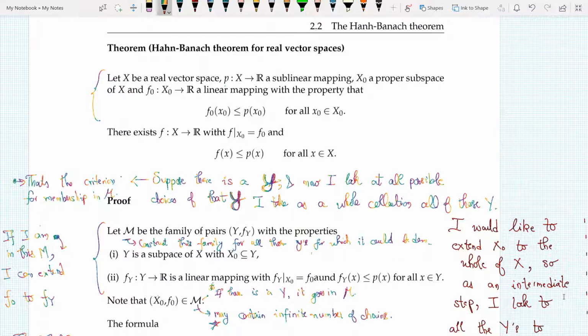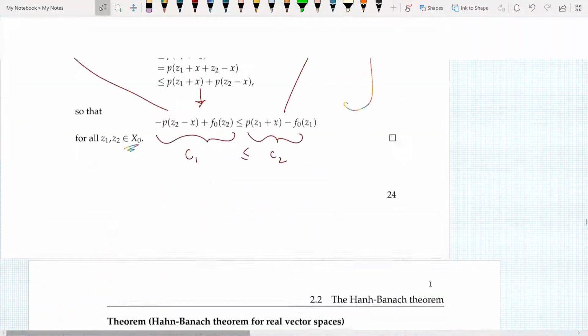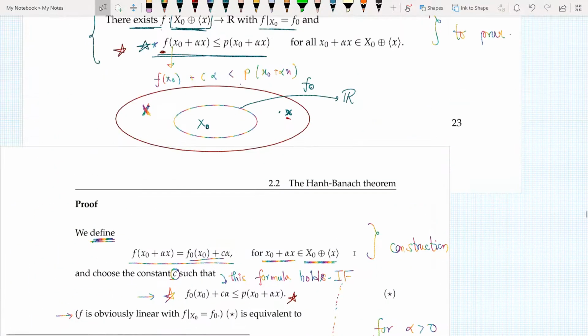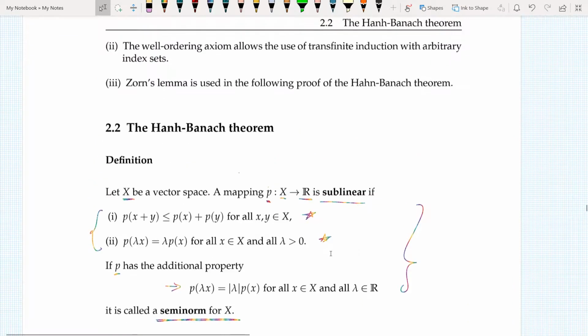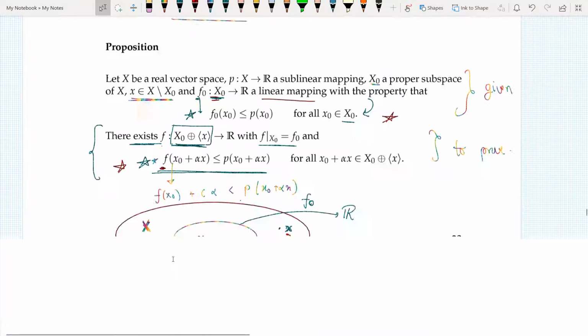So let X be a real vector space and P from X to R be a sublinear mapping. We discussed the concept of a sublinear mapping in the previous video, the road to Hahn-Banach theorem. But I will again tell you what the definition of a sublinear mapping is. A sublinear mapping is a functional which satisfies these two properties. You can go to the previous video to check it again.